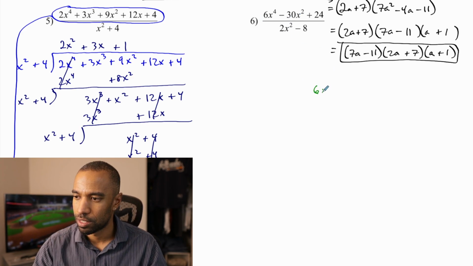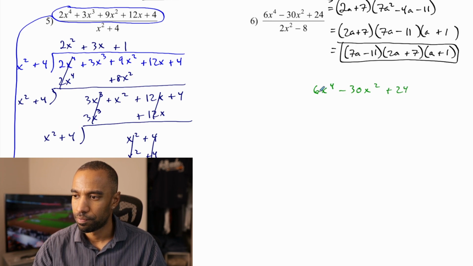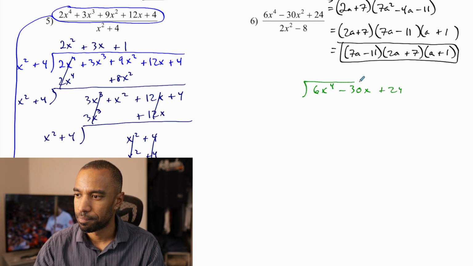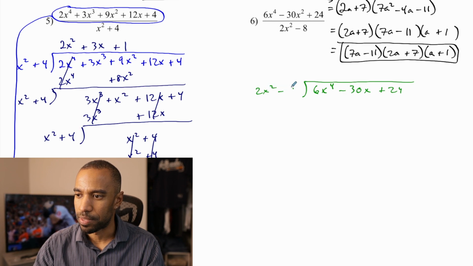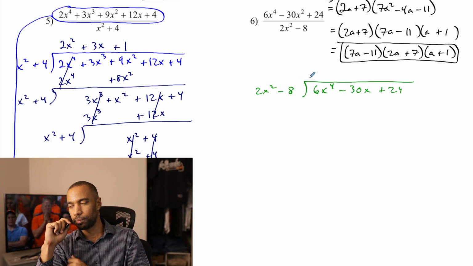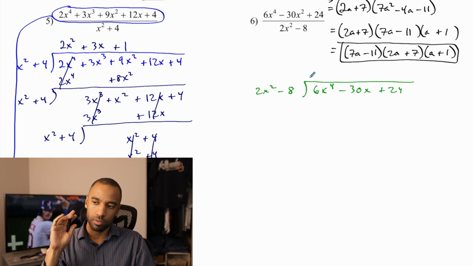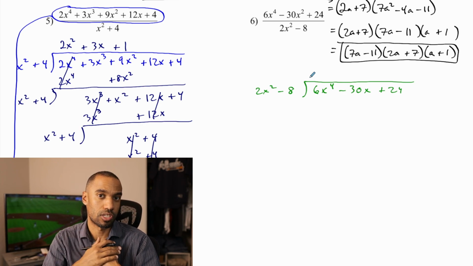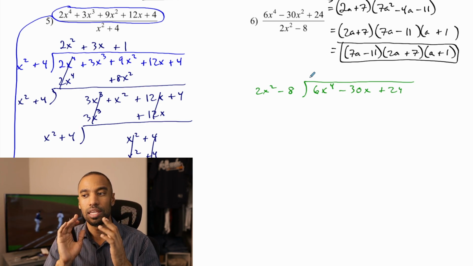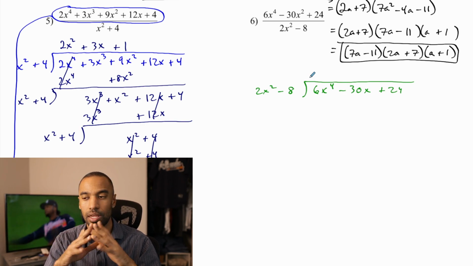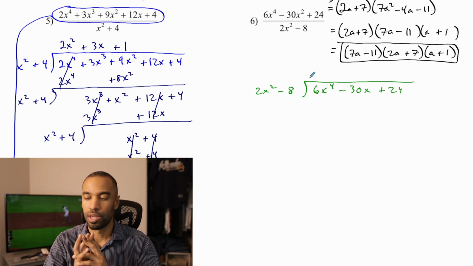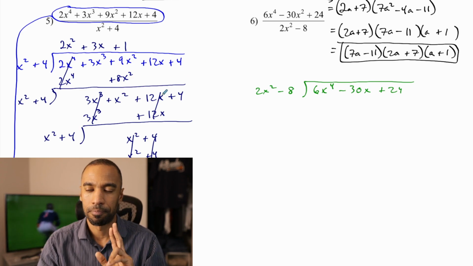6x to the fourth minus 30x squared plus 24 divided by 2x squared minus 8. Now, I'm going to let you know right off the bat, there's something I didn't do here, and it's something I don't do. There's something I didn't do that you might have to be careful with depending on the problem. And I'm not going to speak on it unless it shows up here or until synthetic division. But I will speak on it after the problem, regardless.